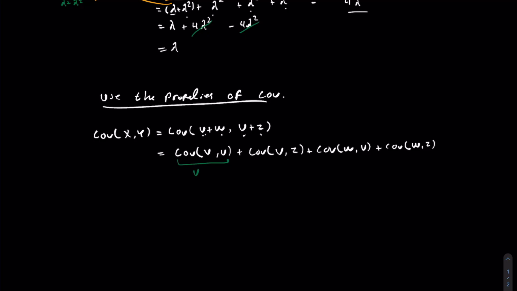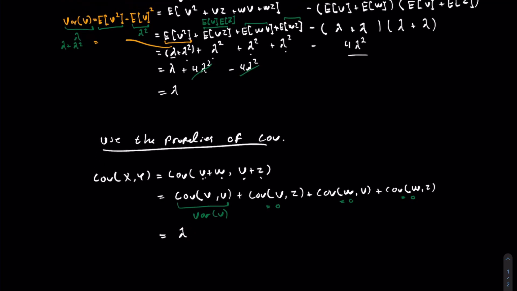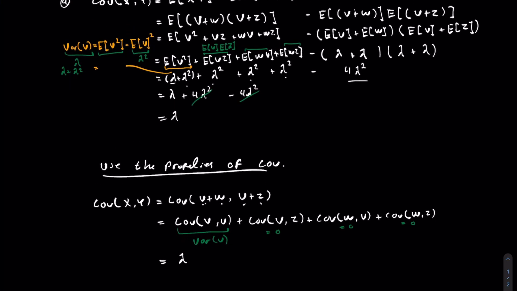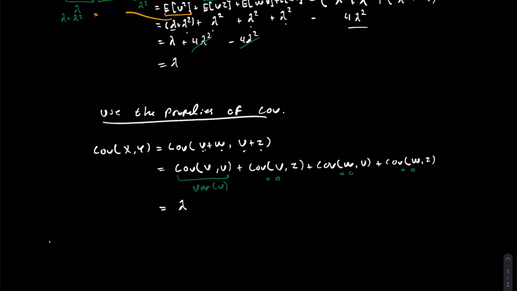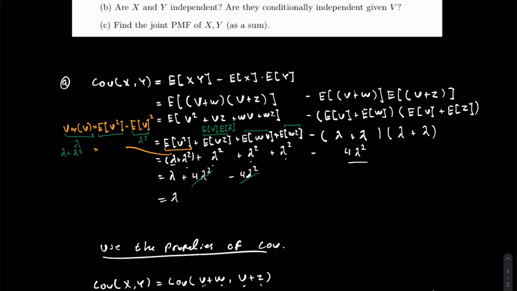that is just the variance of v, and that we know to be lambda, right? And the rest here, the covariance of any random variables that are independent, is 0. So all these terms here are 0. So we end up with the answer that the covariance of x and y is lambda, which is exactly what we have here. Okay, so let's jump right into the next question.